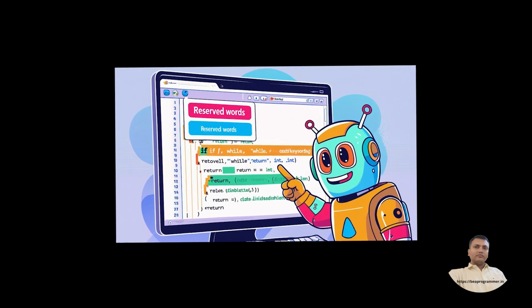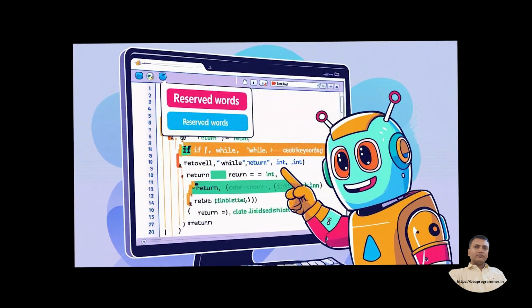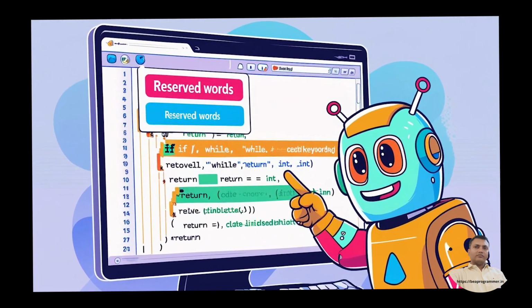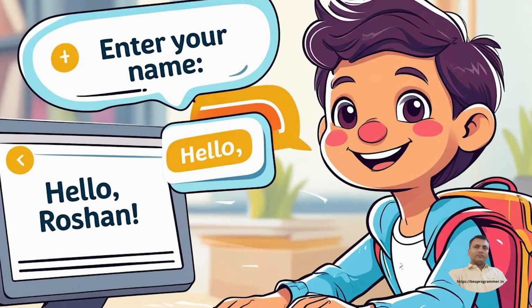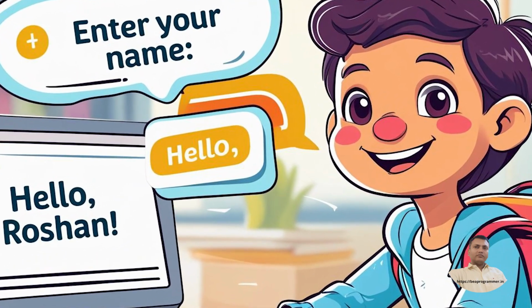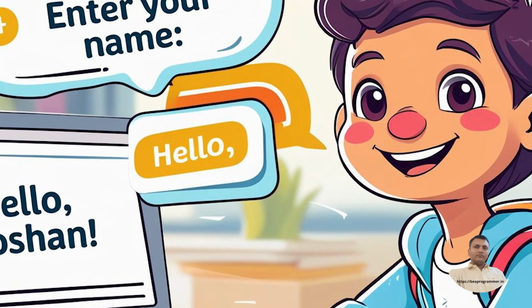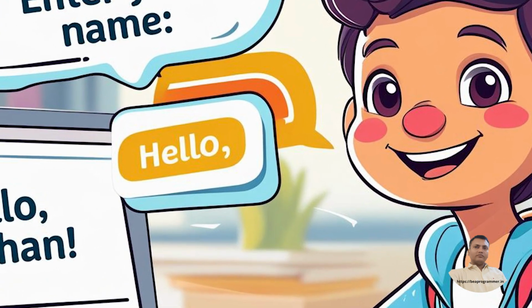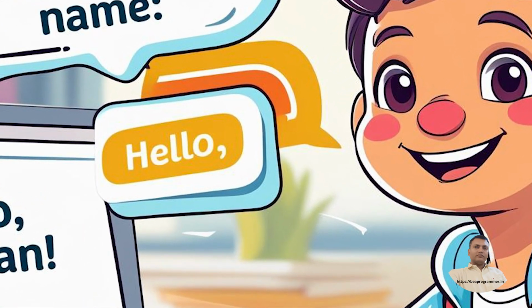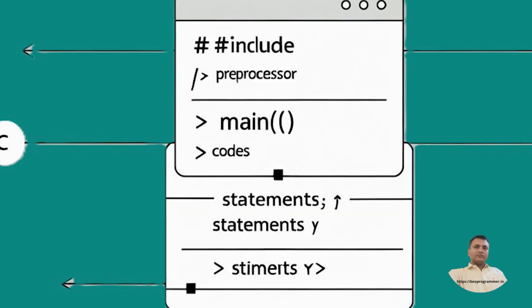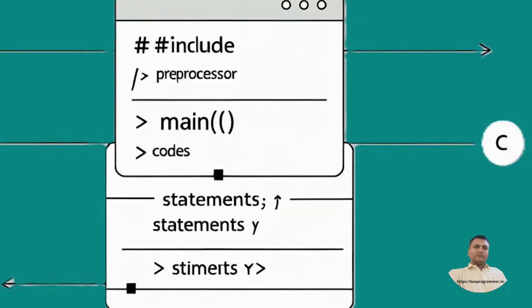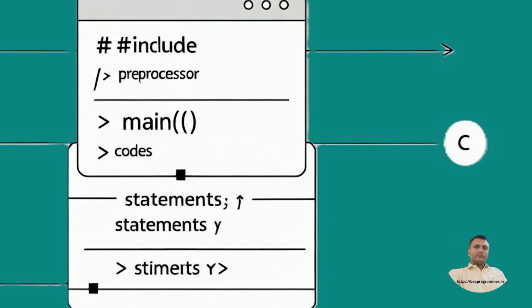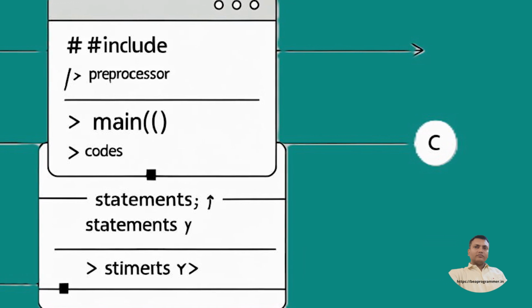Keywords are reserved words in programming with predefined meanings that can't be repurposed. Input and output statements are commands that let us take user input and display output, like scanf and printf in C. Lastly, every programming language has a specific structure for writing programs, including headers, the main function, and statements.